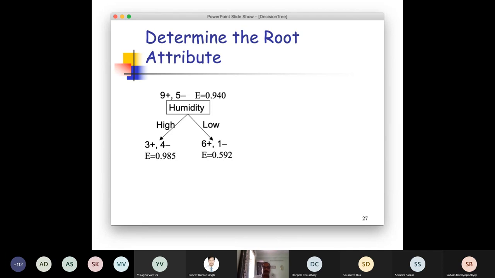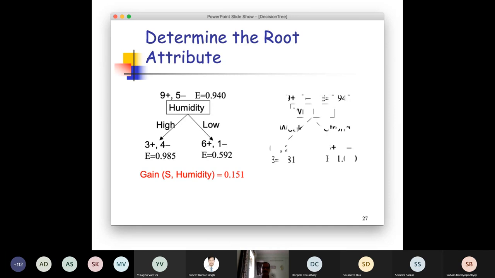Okay, so now as you see, if I take the average of these two, we will get the entropy of the partitions induced by humidity, and the gain would be the difference between these two, or the reduction. So the gain with respect to humidity is this value. I hope you have understood. For the others, I'm just putting in those values.